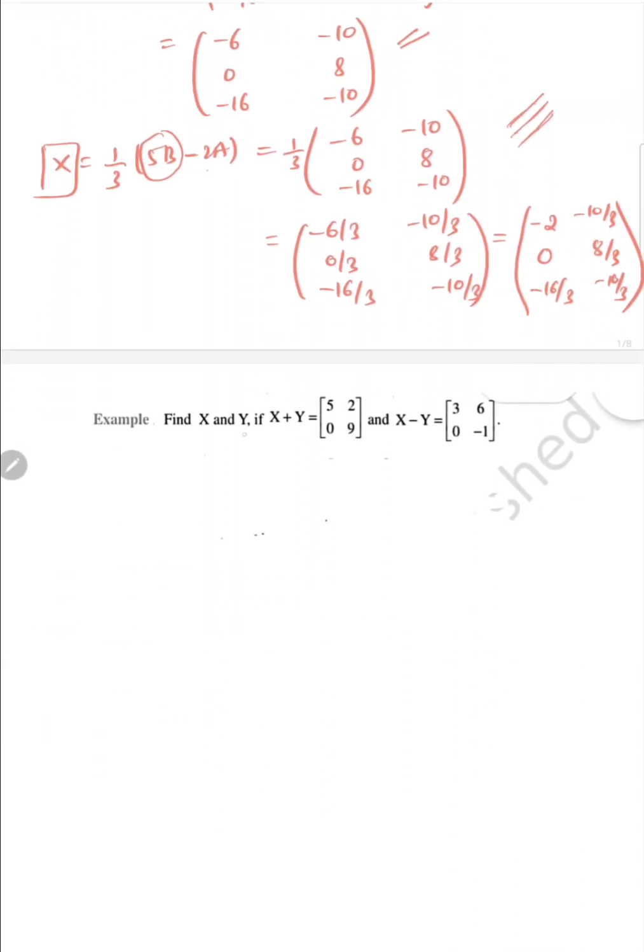Find X and Y. If X plus Y is equal to a 2 by 2 matrix, and X minus Y is also a 2 by 2 matrix. Here X plus Y and X minus Y are given, and we have to find X and Y. So we have to find what is X and what is Y.